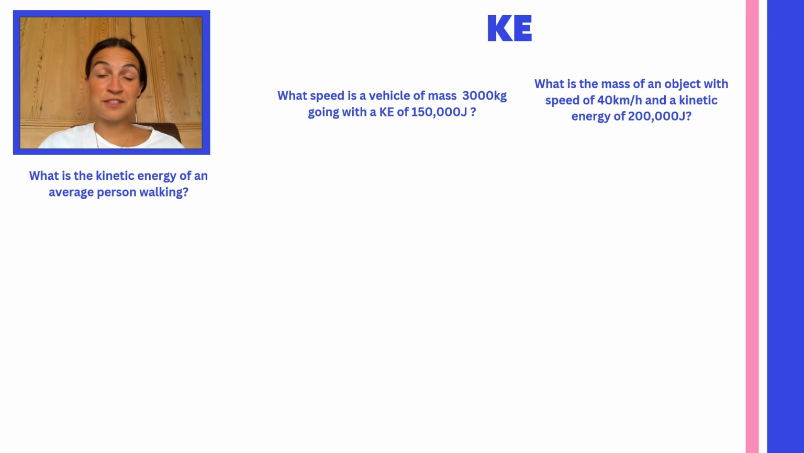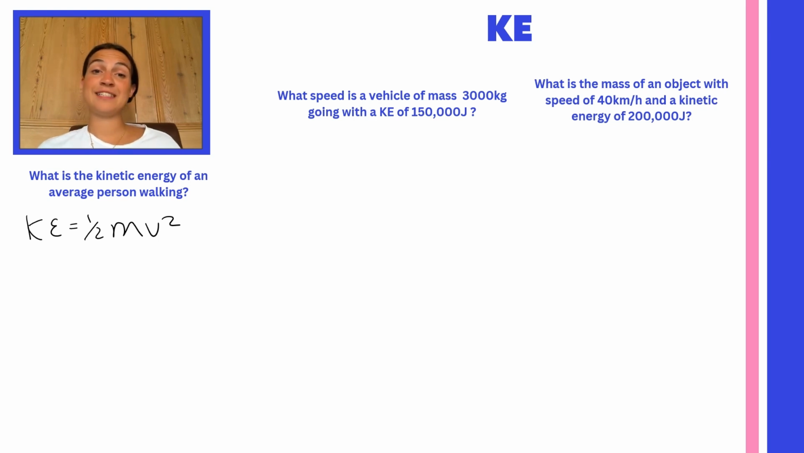Great, moving on to our equation for kinetic energy. So our first question is, what is the kinetic energy of an average person walking? So let's start as always with my equation. Kinetic energy is half times mass times velocity squared.